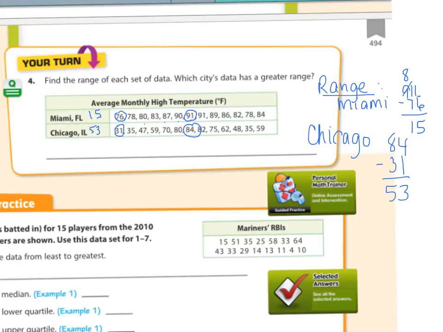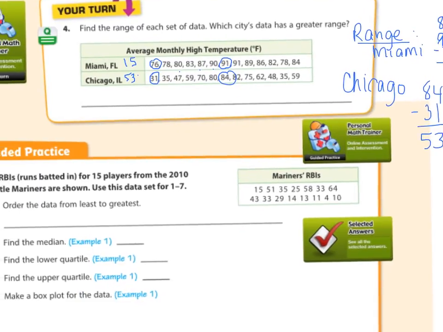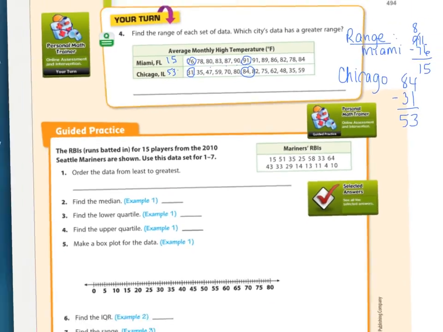Who has a bigger range? Chicago does. They have really, really cold days, and then they have some very much warmer days. And then Miami is always pretty warm, so their temperatures don't really range too much. That's why they're always running around in bikinis over there.